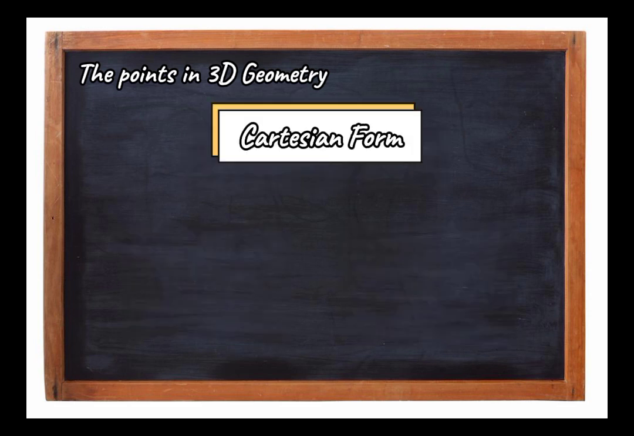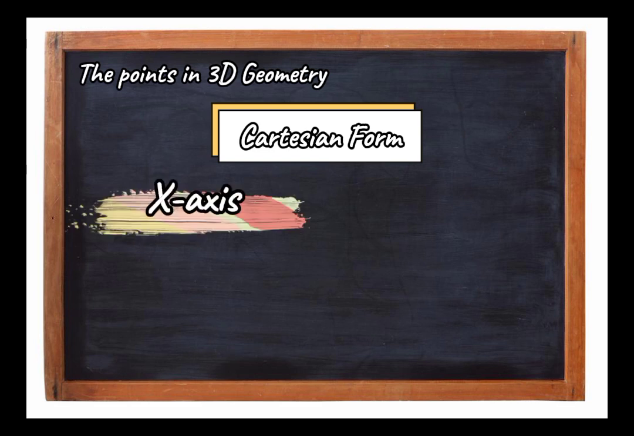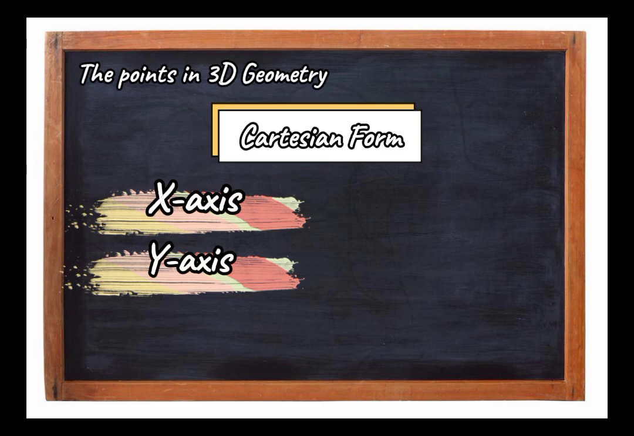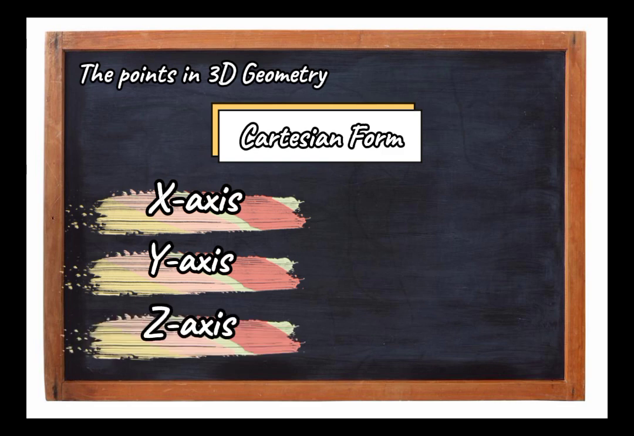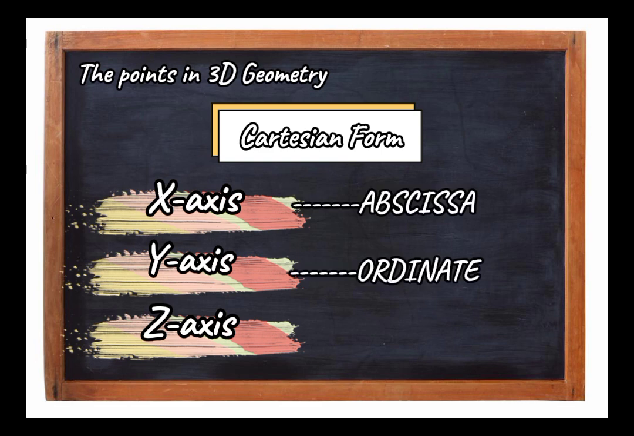In Cartesian form, the representation in three-dimensional geometry is done using three coordinates: the x-axis, y-axis, and z-axis. So, the coordinates in three-dimensional geometry are x, y, z. The x value is known as the abscissa, the y value is known as the ordinate, and the z value is known as the applicate.